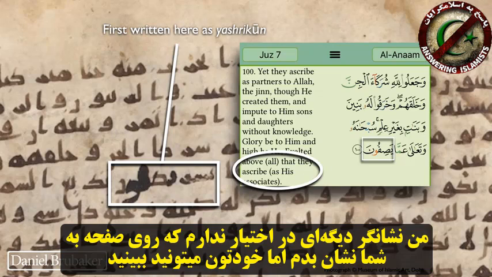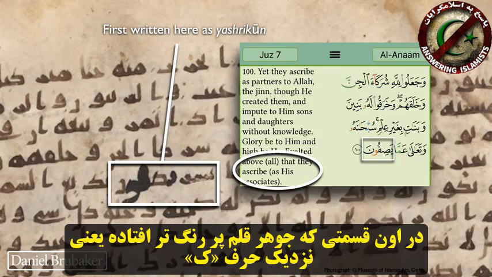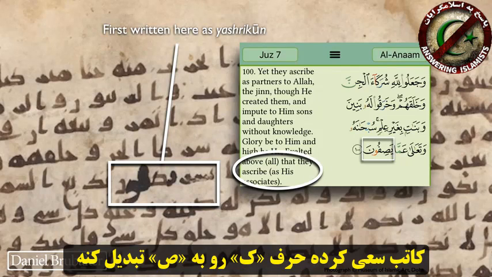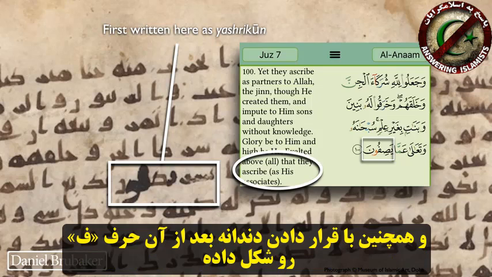So you can see what the scribe did here, and I don't have pointers here to go on the screen, but you can see that where the darker ink is, the little vertical line there has closed the front end of the kaf to convert it into a sad, and the little tooth at the front end of that has been put in, and the fa and the ra have been inserted there as well.